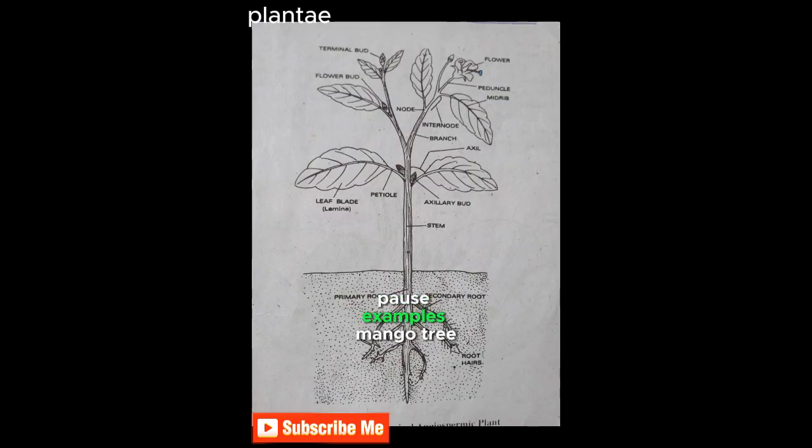Examples: mango tree, a fruit-bearing flowering tree. Rose plant, famous for its beautiful fragrant flowers. Wheat, a cereal crop and monocot plant. Sunflower, follows the direction of sunlight. Banyan tree, with aerial roots and a massive canopy.